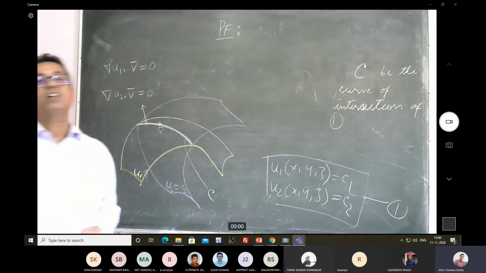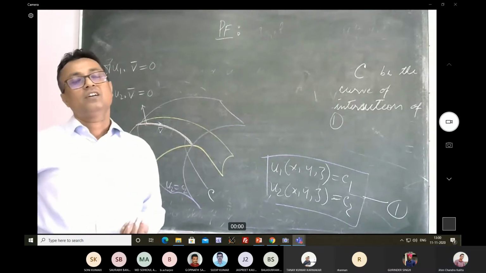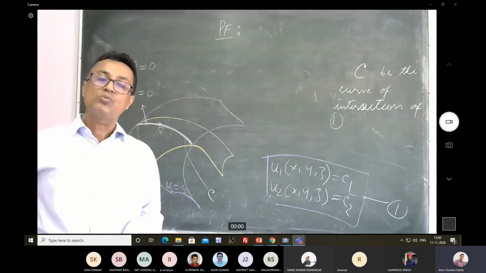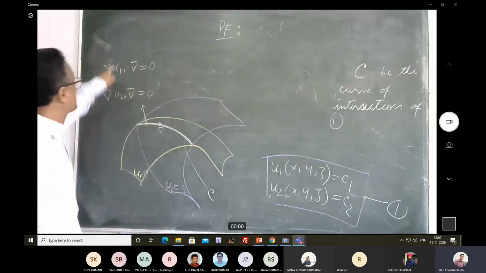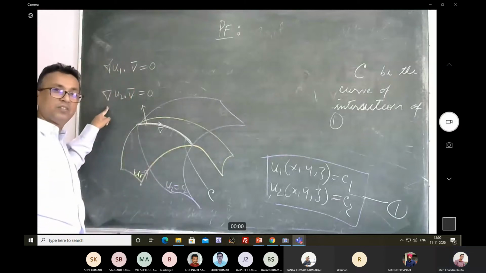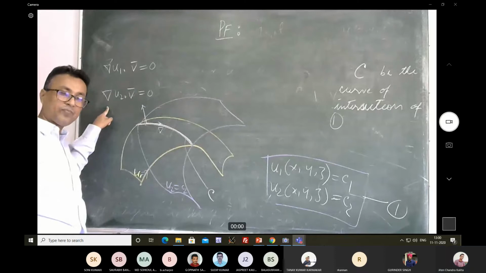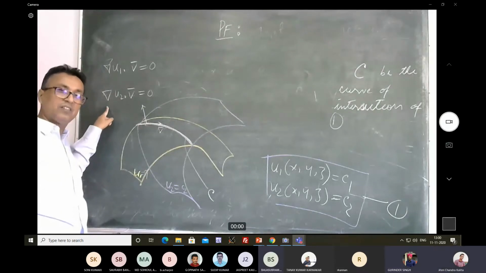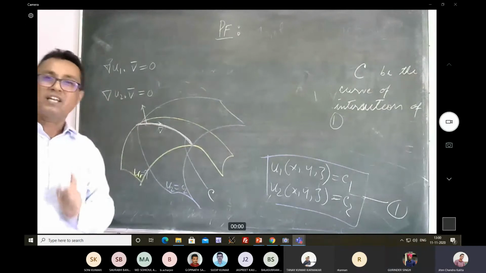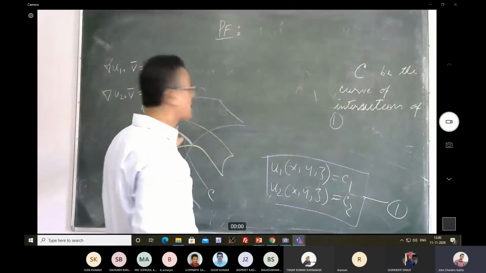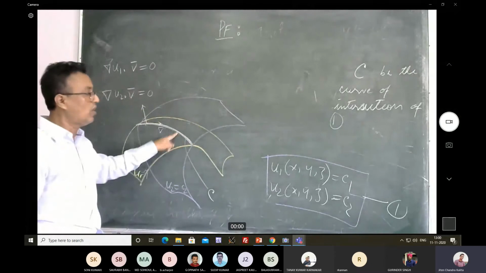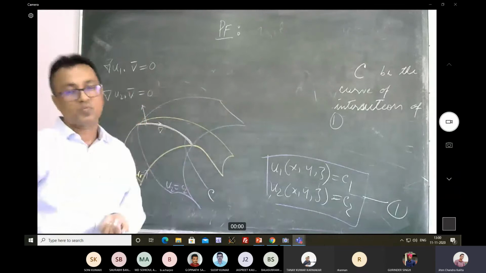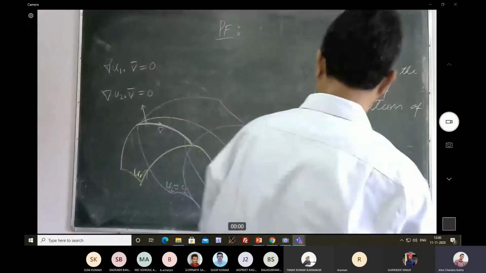So obviously V must be tangent at each point to the curve, from these two relations. Are you getting my point? Yes, sir. So this curve C, which is the curve of intersection of these two surfaces, is an integral curve of V. That is the first part.